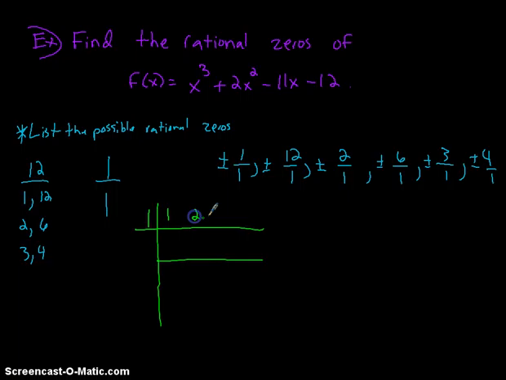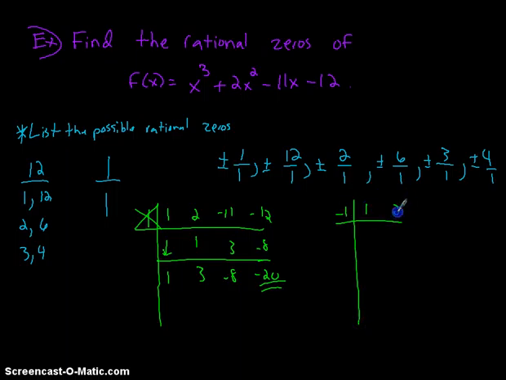So we got 1, 2, negative 11, and negative 12. 1 comes down. This is 1. This is 3. This is 3. This is negative 8. This is negative 8. This is negative 20. This is not 0. 1 is thrown out. It doesn't work because the remainder is not 0. So that tells me that 1 isn't a zero and x minus 1 is not a factor.